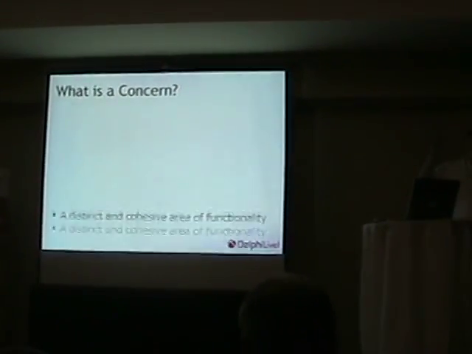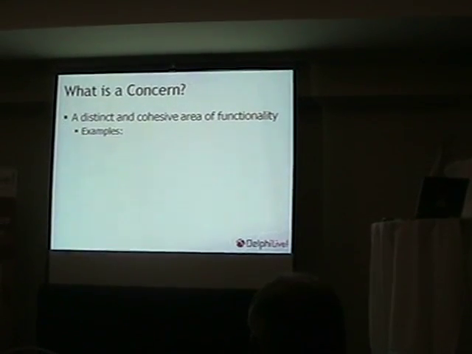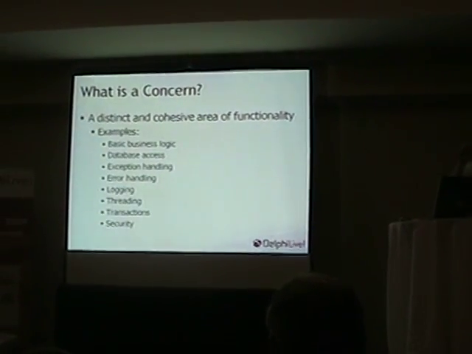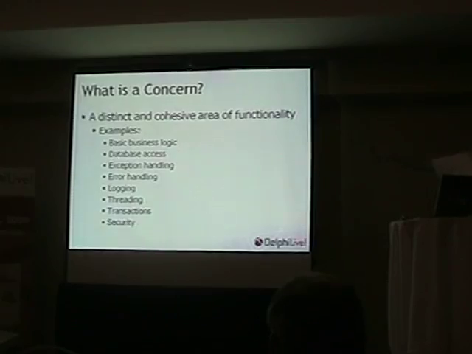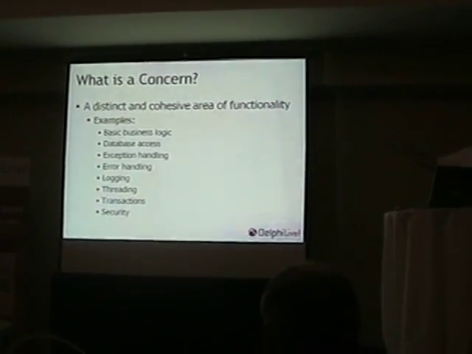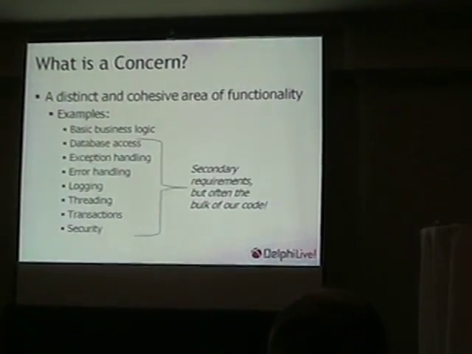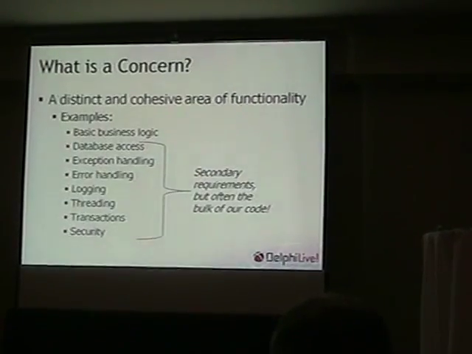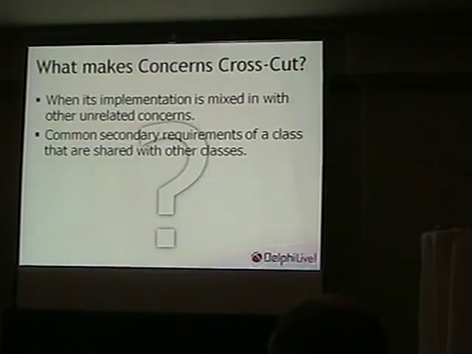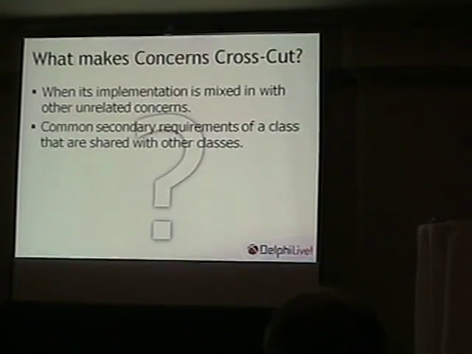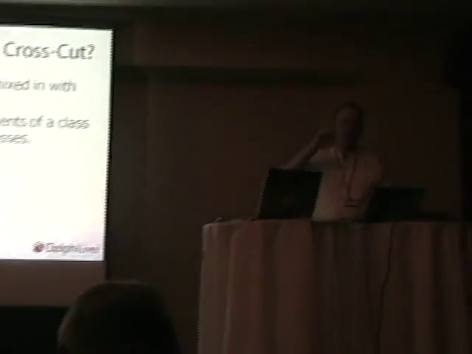So it's super encapsulation. A concern is a cohesive area of functionality. Here's all the concerns you might have. Now your business logic is what your customers want, right? But we spend all of our time writing database access, exception handling, stuff like that. So all of our code is filled up with these secondary concerns. A cross-cutting concern is when these secondary concerns are mixed in with other concerns.